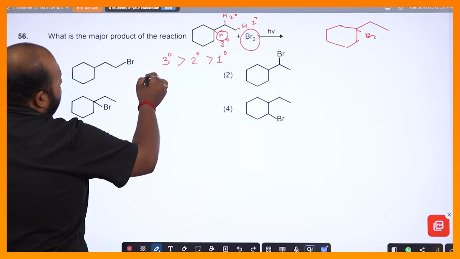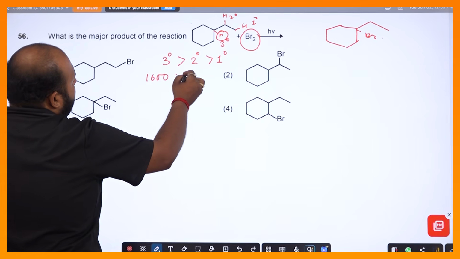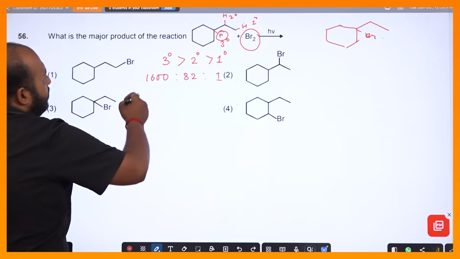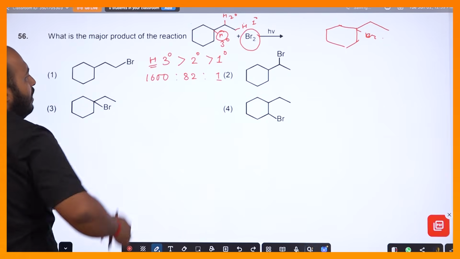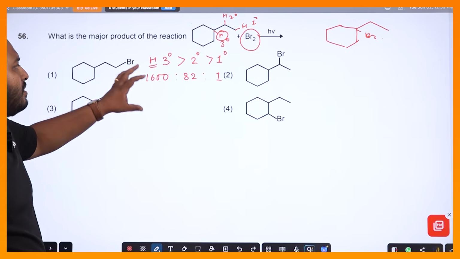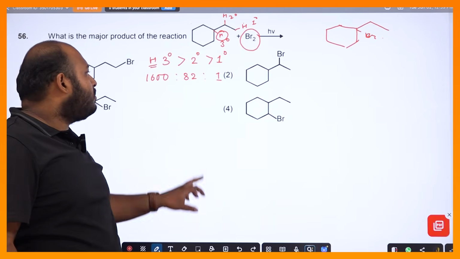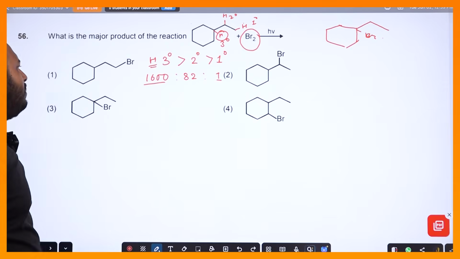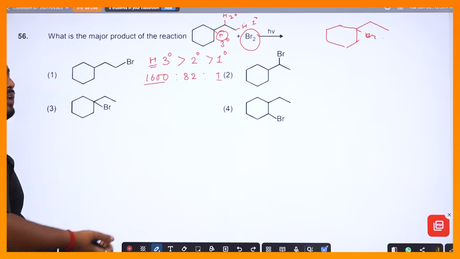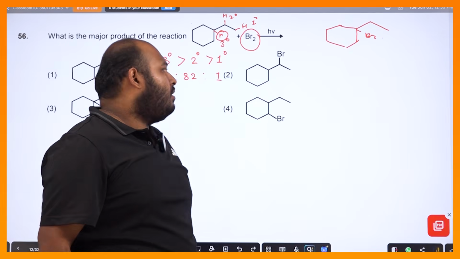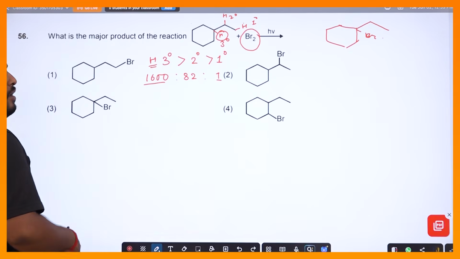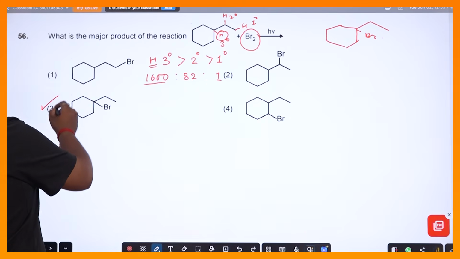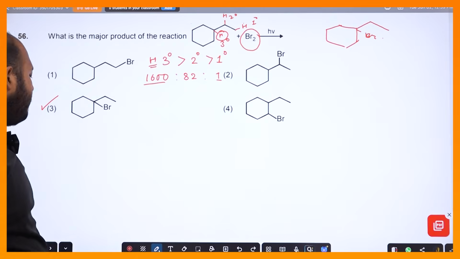You can remember one thing, that the selectivity is like 1600 is to 82 is to 1 for the hydrogen atoms, meaning this is the selectivity for bromine. It is very high for the 3 degree, but this scenario will get changed for chlorine. So you have to calculate that part. The correct option in this case will be option 3. Remember this part.